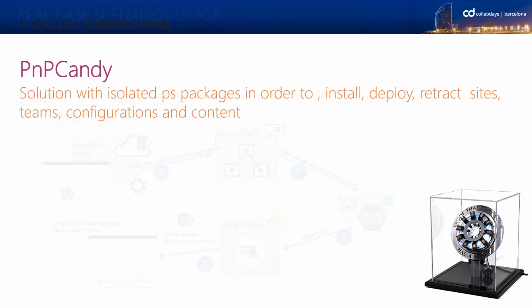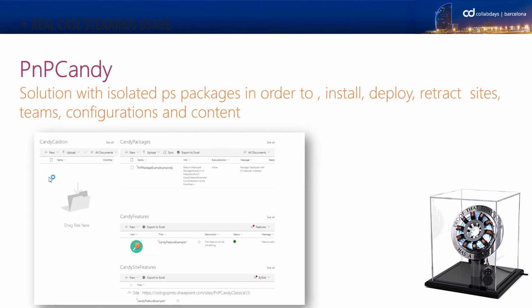Okay, this is the visual on the online part. So we call it Candy Cauldron. We upload the solutions here, and afterward the function will grab that solution and unzip it. We put it in a structure regarding the name of the solution itself, so we call it PNP Candy, with some information regarding the versions and all these kinds of things, and then you have the features also. So basically it's mimicking the same thing that happened a couple of years ago and still happens on SharePoint on premises.